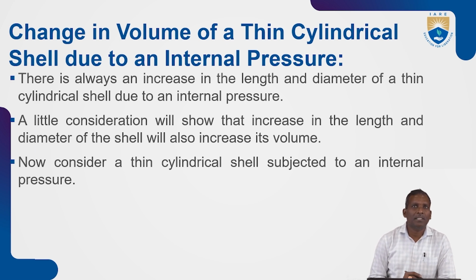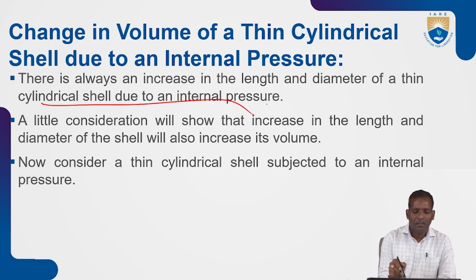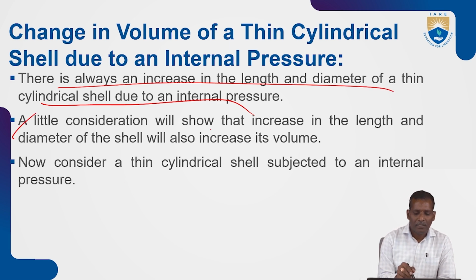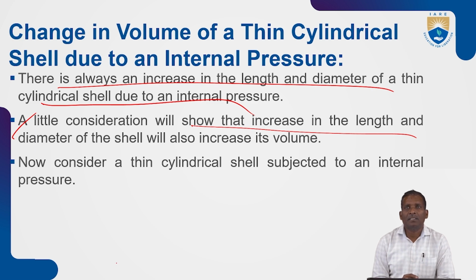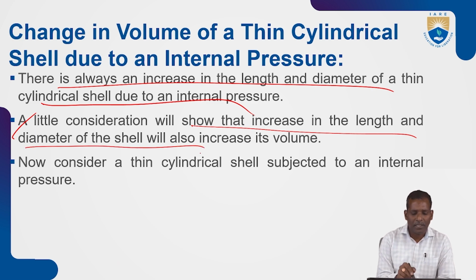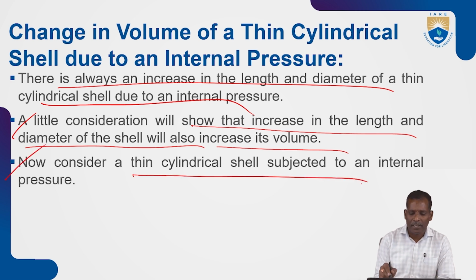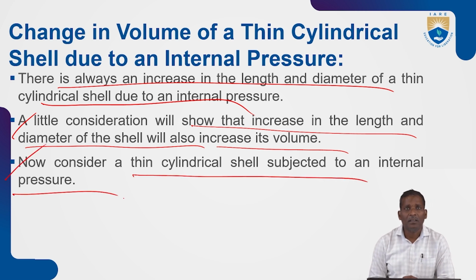There is always an increase in the length and diameter of the thin cylindrical shell due to an internal pressure. A little consideration will show that the increase in the length and the diameter of the shell will also increase its volume. Whenever the length increases, the diameter also will increase, and the diameter and the length increase its volume. Now consider a thin cylindrical shell subject to an internal pressure.